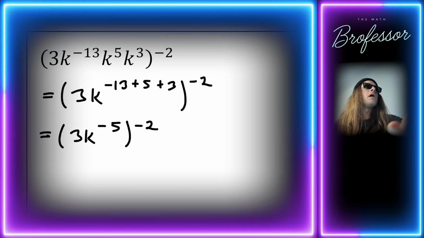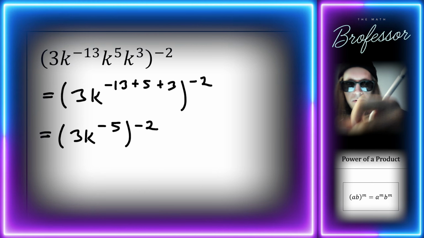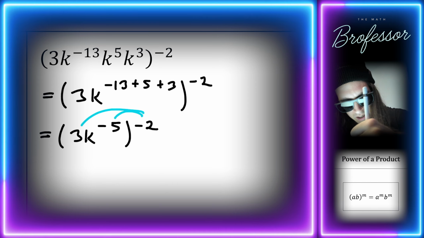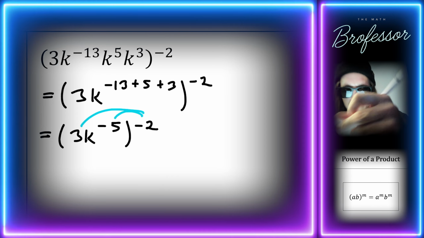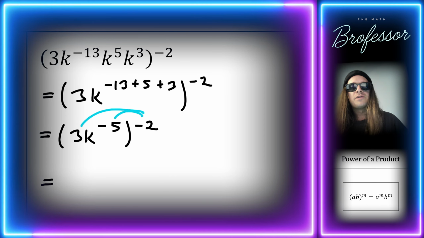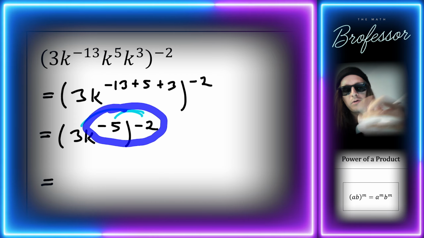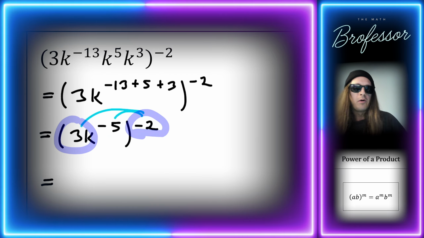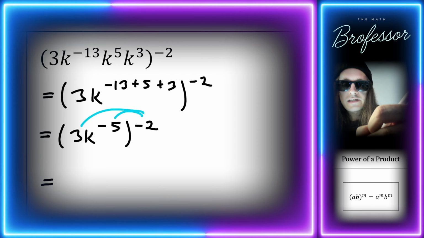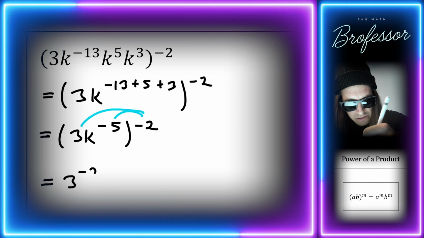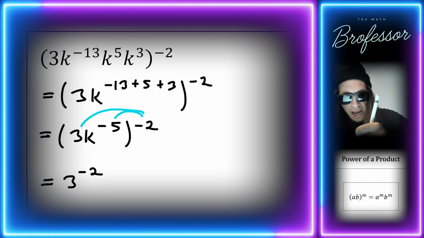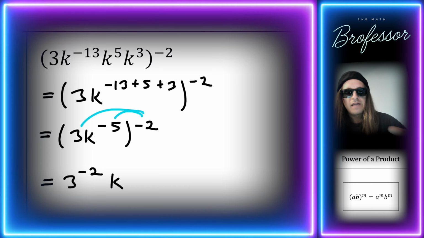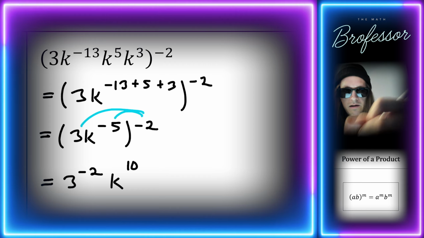Now, I would use power of a product and distribute that exponent. So multiply the exponents, distribute. Here's another mistake I see students making. Yes, you have to multiply the exponents, but you don't multiply 3 by negative 2. This becomes 3 to the negative 2nd power. And then k, what is negative 5 times negative 2? That's positive 10 right there.